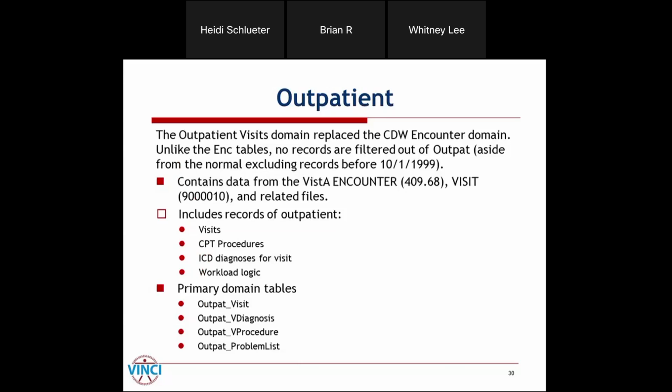You can find all things outpatient here, including data on visits, any CPT procedures performed, any ICD diagnoses, and the workload logic. The primary domain tables are these ones.